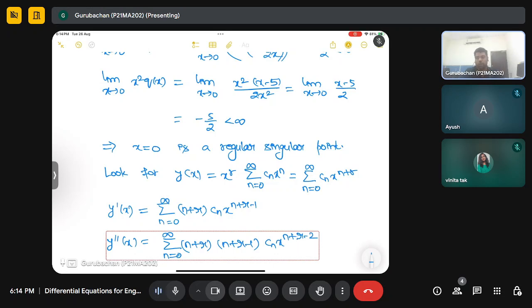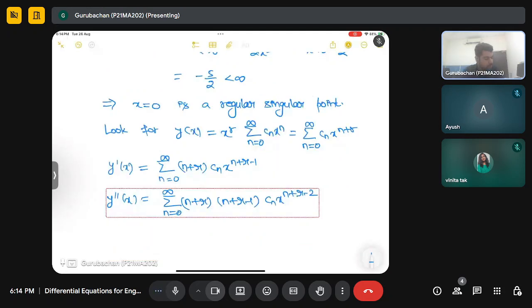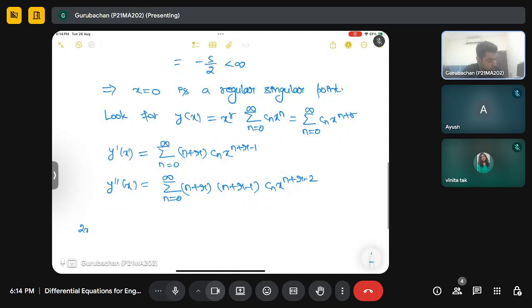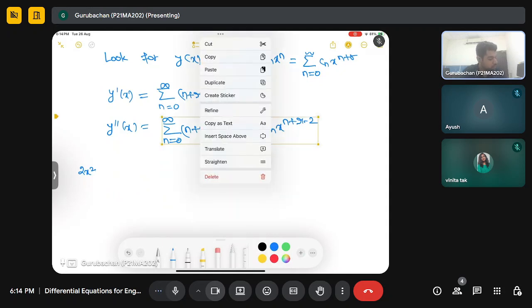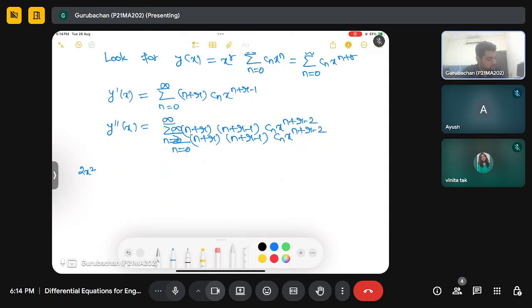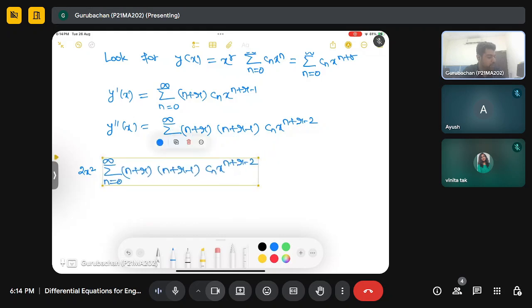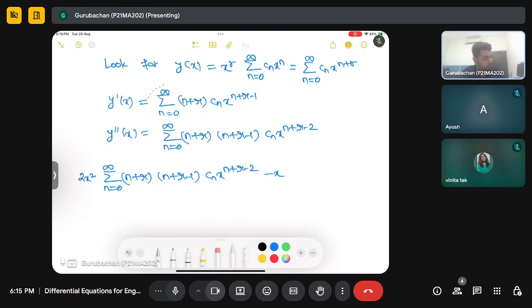Now we know what y x, y dash x, and y double dash x are. The given equation has the term 2x square y double dash x. Y double dash we have calculated like this, so let me write this one. This is your y double dash x. The next term in the given differential equation is minus x y dash, and y dash is given here.